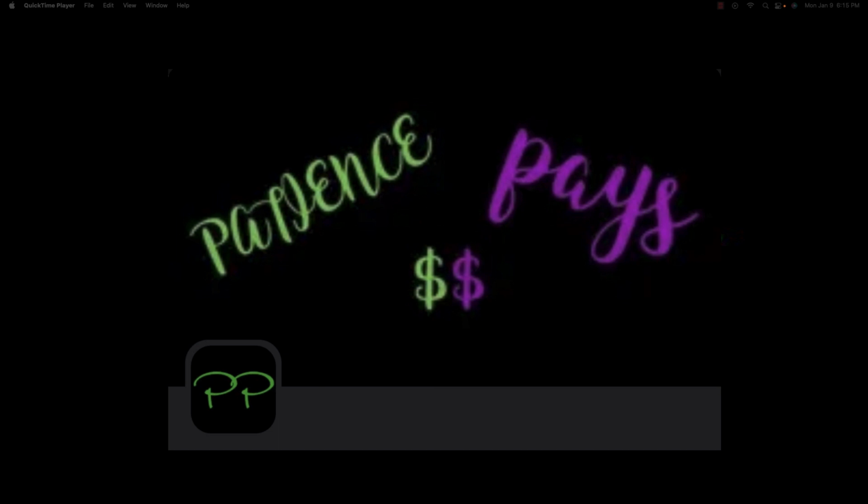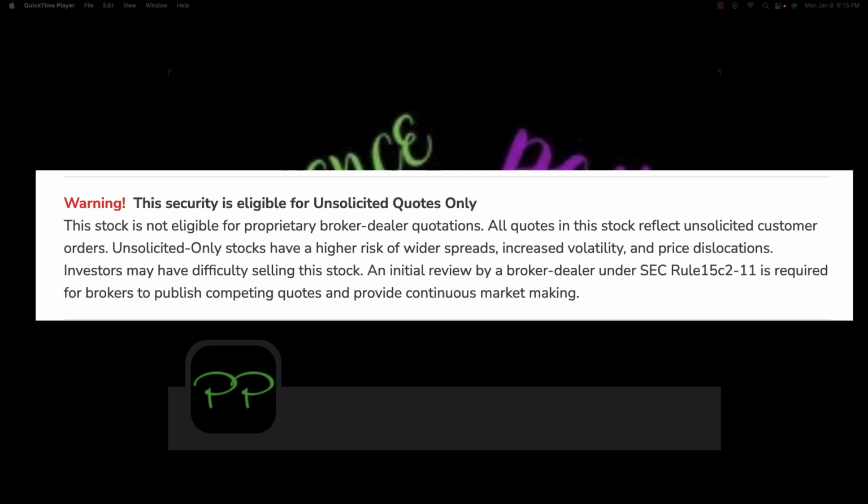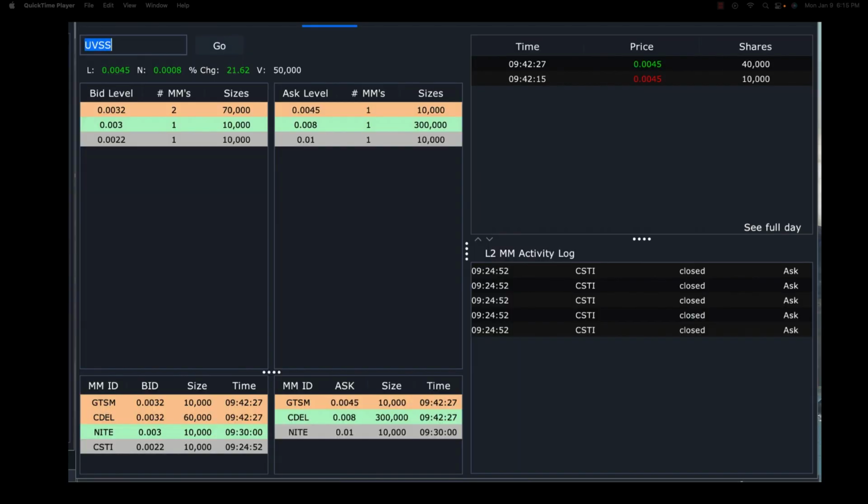Another thing to look out for is unsolicited quotes. Unsolicited quotes, the stock is not eligible for proper broker-dealer quotations. So basically what this means is it's going to have a higher risk of wider spreads, increased volatility, and it might be a little bit harder to sell the shares you have. If you look at the level 2 here, you could see you have 0032, 0045 at the top of the ask. Then you have 008 as your next ask price. There's a lot more shares on the ask than what's showing. So that's basically what unsolicited quotes is. It's a lot more volatile.